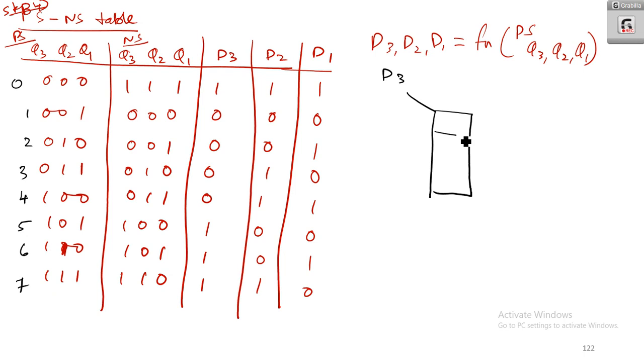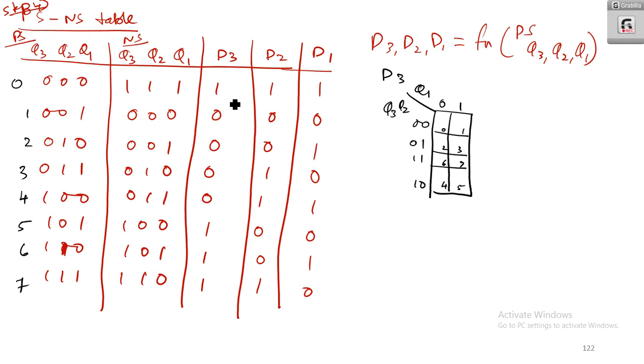Drawing a K-map. It is a 3 variable K-map. Here I have Q3, Q2, and this is Q1. The columns are 00, 01, 11, 10, and the cells are numbered 0, 1, 2, 3, 4, 5, 6, and 7.